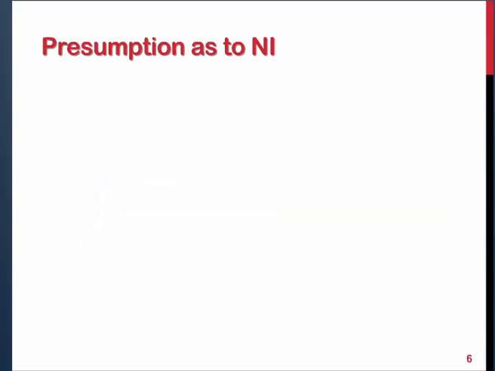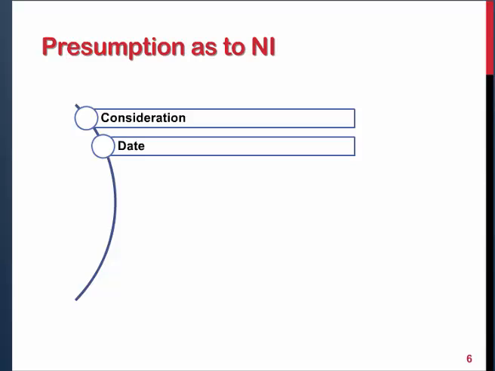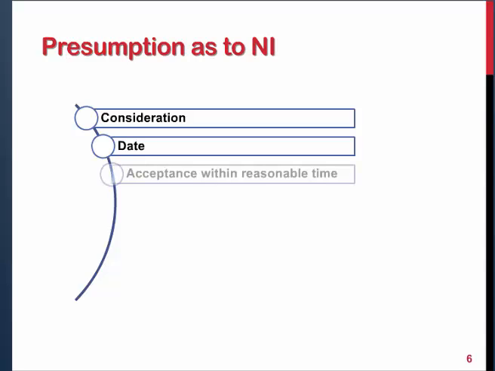There are some presumptions as to negotiable instruments. These are: first, consideration, that every negotiable instrument was made, drawn, accepted, endorsed or transferred for consideration. Second, that every negotiable instrument bearing a date was made or drawn on such date.